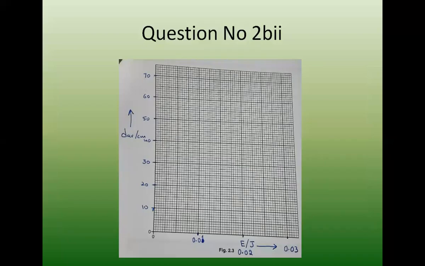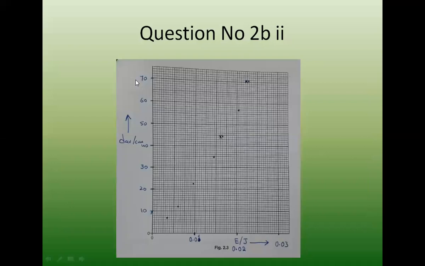So here, first of all, I'm going to label the axis. On the x-axis, we have energy. So 1, 2, 3, 4. 4 centimeters is 0.01. Okay, so here you will have 0.02. Here you will have 0.03. On the y-axis, we have D average, and because here 2 centimeters are representing 10, here 20, 30, 40, 50, 60 and 70. Okay. Then I will plot those points.